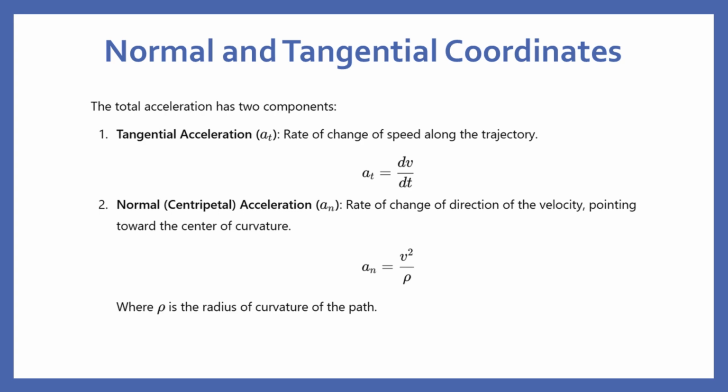Normal, centripetal, acceleration. This indicates how quickly the direction of the particle's velocity changes. It points toward the center of the curved path the particle follows. To express it in simpler terms, it's the force that keeps the particle moving along a curved path instead of going off in a straight line. Together, these components help us understand the particle's movement along curved paths, giving us a complete picture of its motion.